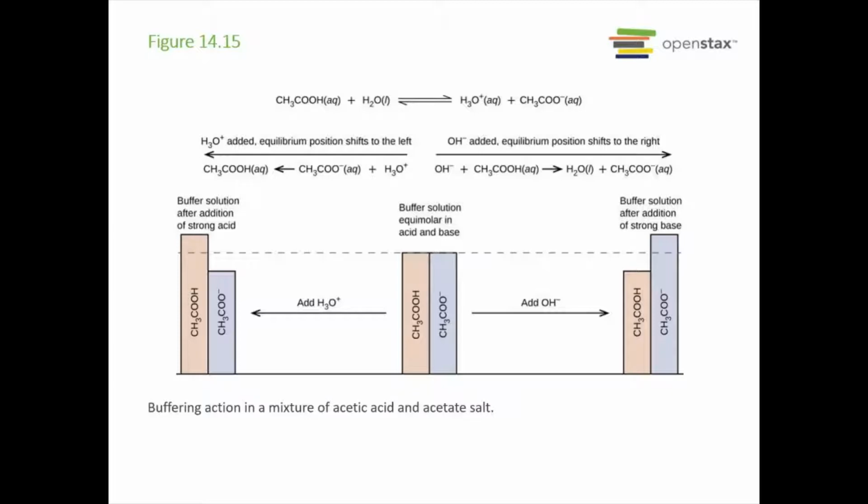Looking at this in terms of Le Chatelier's principle, we start in the middle with our buffer solution that has equal molar amounts of acid and base. So if we add some acid to it, the acid is going to react with the base, and now we're going to have a little bit less base and a little bit more of that weak acid. Whereas if we add a strong base, now our acid is going to react with it, and we're going to have less acid and more base. But it's not a huge increase in either one. So your pH isn't changing by a whole lot.